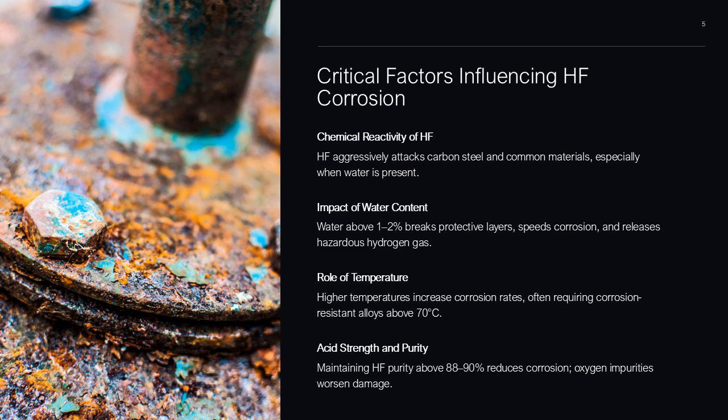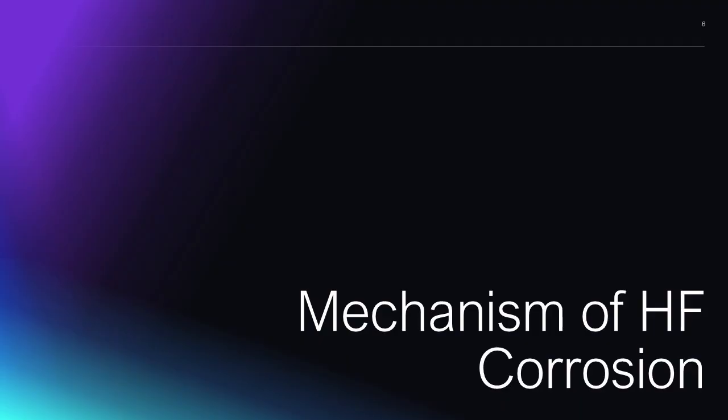Maintaining HF purity above 88 to 90% helps control corrosion, while impurities such as oxygen can exacerbate damage by destabilizing protective layers. These factors collectively create a highly corrosive environment that demands precise monitoring and control to ensure equipment integrity and operational safety. How hydrofluoric acid attacks materials.